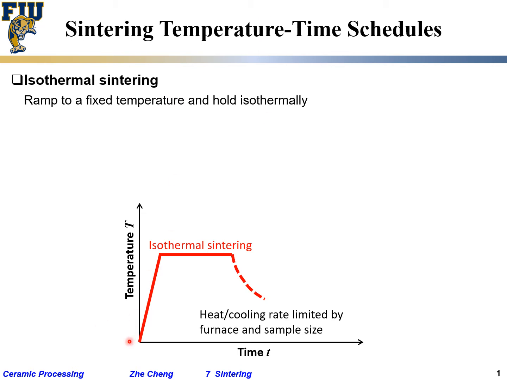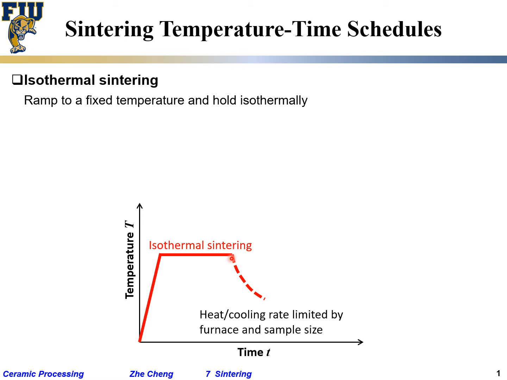The vertical axis would be temperature, horizontal would be time, and of course you start from low temperature, room temperature for example, and typically ramp up with a certain heating rate, like 5 degrees C per minute, 10 degrees C per minute, and reach your target temperature, and then hold at this temperature for a certain time. That's what people call isothermal, at constant temperature.